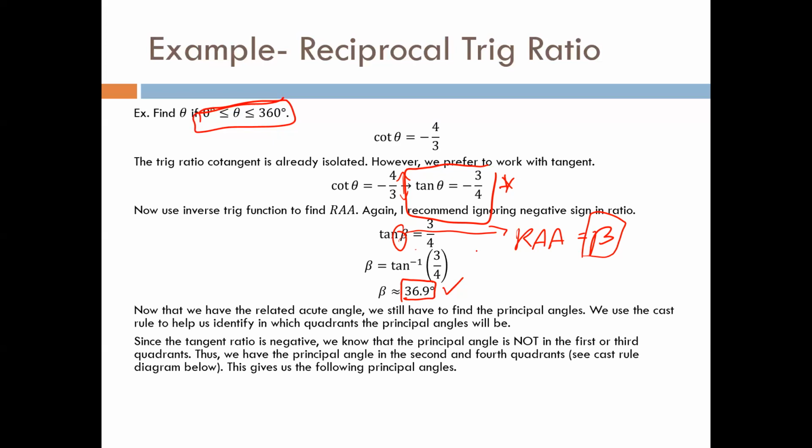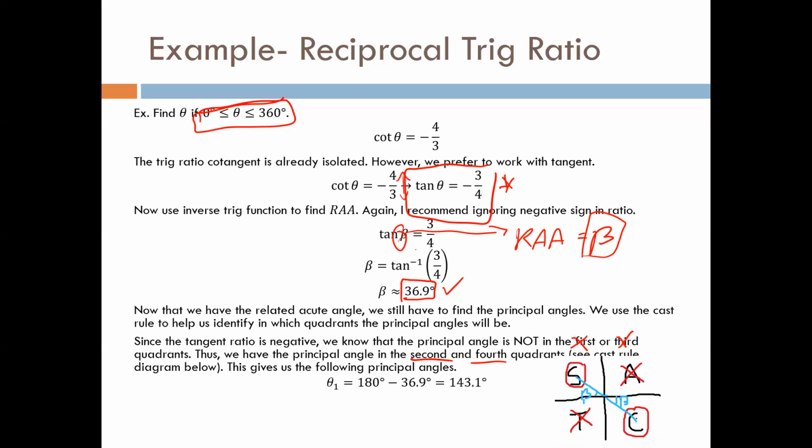Sorry, it's not going to be in the third quadrant where the tangent ratio is positive. That's what I meant to say. So because it's not in the first quadrant and not in the third quadrant, then by default it has to be in the second and the fourth quadrant. That means one of our two angles is going to be in the second quadrant, where the tangent ratio is negative, and the other in this quadrant here, where the tangent ratio is also negative.